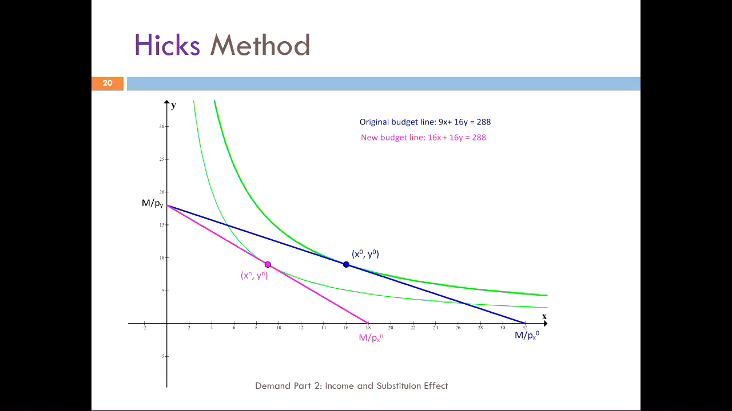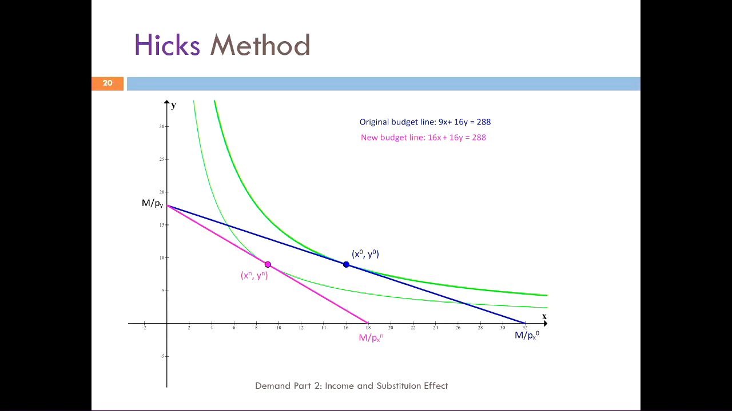Now we know that if it's not a Giffen good, then if the price of X goes up, the quantity demanded of X goes down, which is indeed the case here. So you can see this is not a Giffen good. But we want to break that up into the income and substitution effect. How much of that decrease in quantity demanded from the price increase was due to the income effect, and how much was due to the substitution effect?